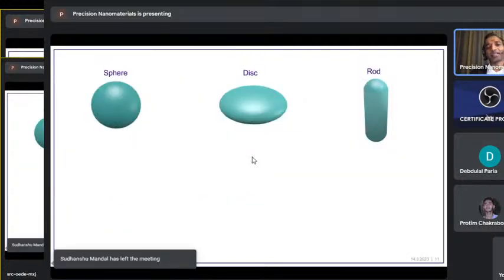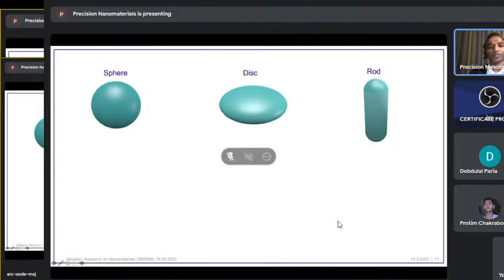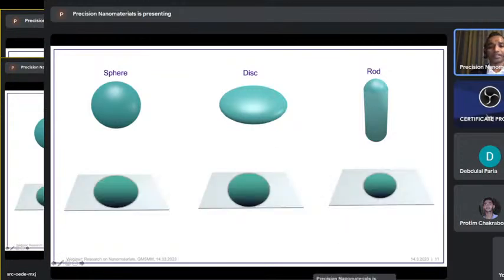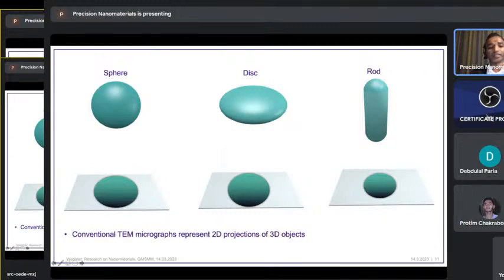Let me give you one example. If you have a spherical particle or a disc and rods all oriented in this way, and the electron beam is coming through, and you take a 2D transmission image, which is essentially a 2D projection, they all will look similar. That means the conventional electron microscope images represent 2D projections of a 3-dimensional object.